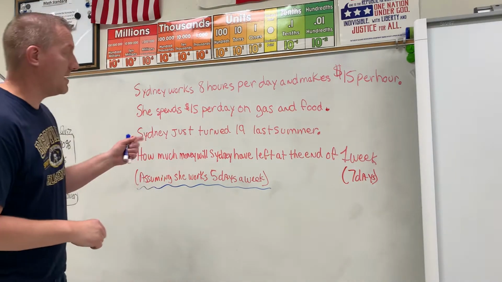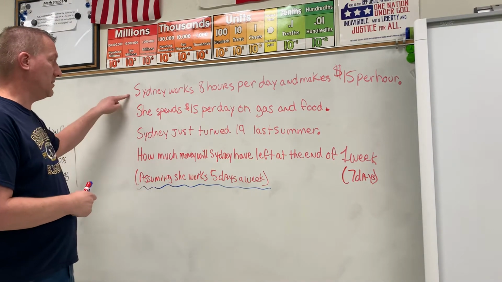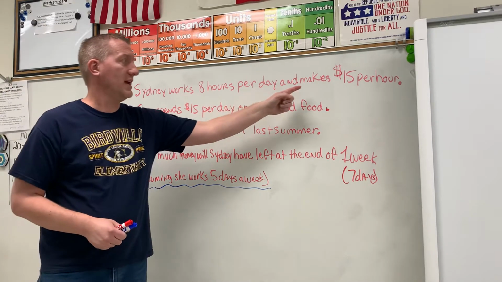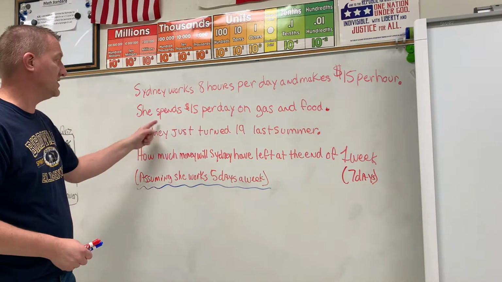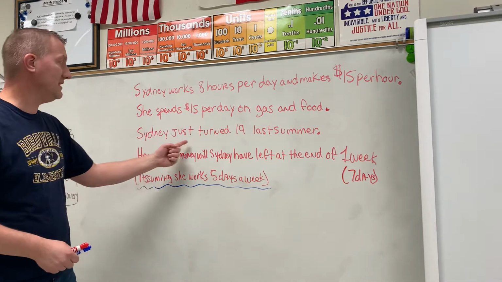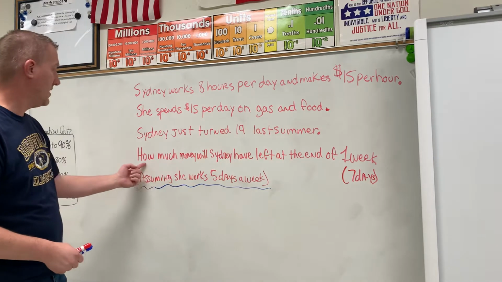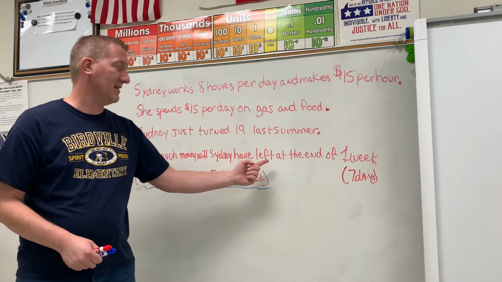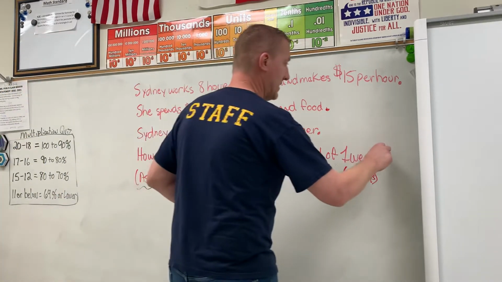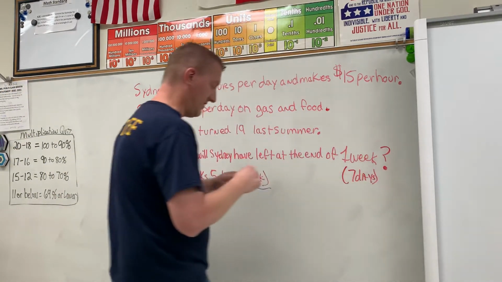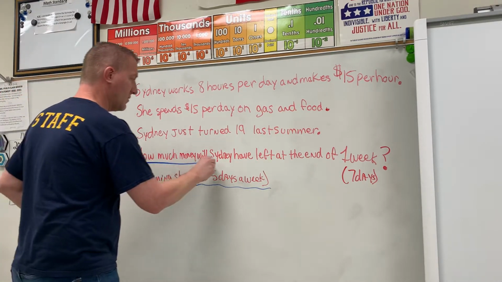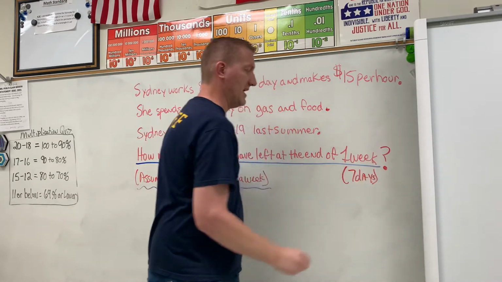All right, guys, I'm going to show you how to break down the problem with Sydney. Okay, Sydney works 8 hours per day and makes $15 per hour. She spends $15 per day on gas and food. Sydney just turned 19 last summer. How much money will Sydney have left at the end of 1 week? Okay, so that's our question. How much will she have left at 1 week? Well, first of all, I'm going to underline that question because that's what we have to answer.